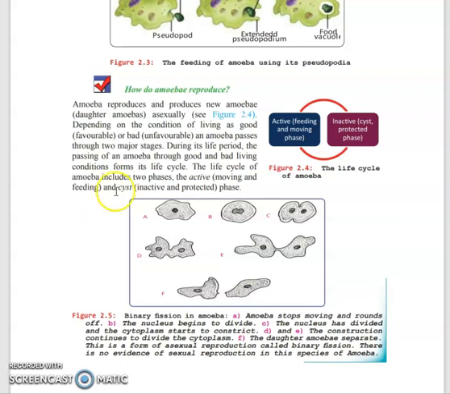They produce asexually, and they have two stages during their life period. The passing of amoeba through good and bad living conditions forms its life cycle. Now the life cycle of amoeba includes two phases: the active and the cyst. In the active phase it is moving and feeding, and in the cyst phase it is inactive and protected.